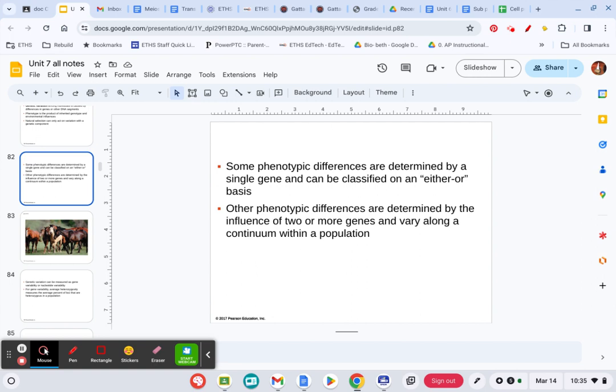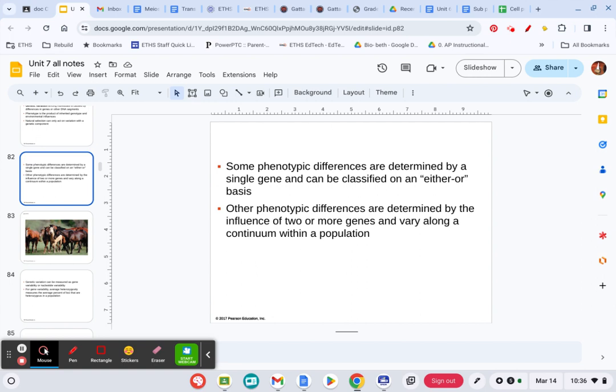Some phenotype differences are either you have it or you don't. So single genes, like you either have a widow's peak or you don't, which that I'm aware of doesn't cause any help to you in the environment. So there's no selective pressure to have a widow's peak or to not have a widow's peak. It's just either you have it or you don't.